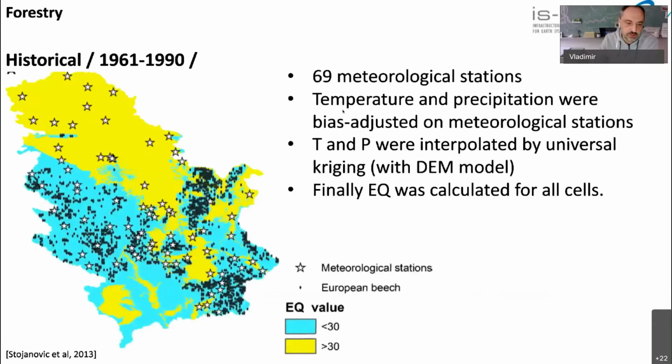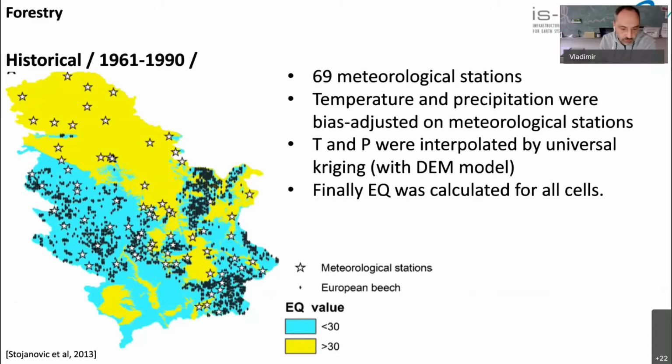Here are the results for Serbia, showing how this forestry index is used. The blue areas are where the index is below 30, and the yellow areas are where the number is above 30. In this case, we used 69 meteorological stations. Temperature and precipitation were bias adjusted at these locations, and then the values were interpolated using universal kriging and a digital elevation model. Finally, we calculated the index.